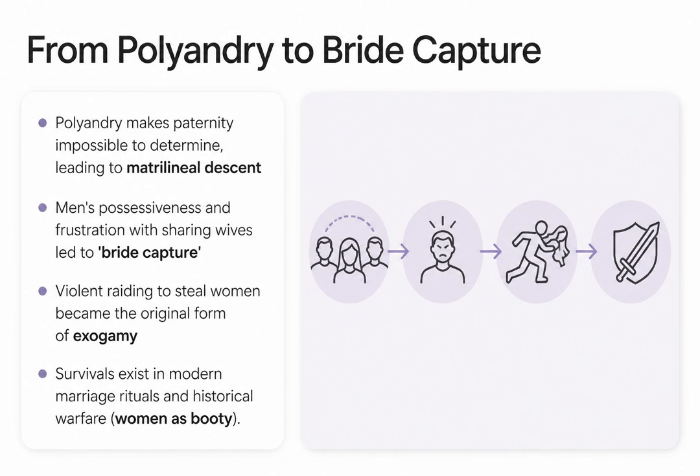But how did society move to patrilineal descent? Ferguson points to bride capture. Men, frustrated by having to share wives, resorted to violently attacking other groups to steal their women. This violent bride capture became the original form of exogamy. Over time, it formalized into peaceful women exchange, though survivals of this violence persist in mock capture rituals in modern weddings and in the brutal historical reality of pre-modern warfare, where women were treated as the primary prize or booty for invading armies. We will explore more of these historical dynamics as we move forward.